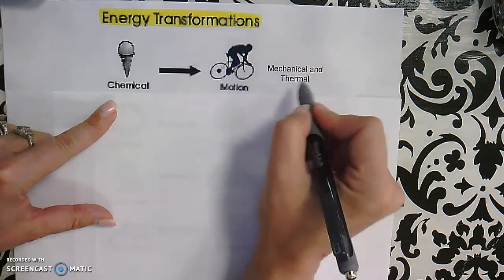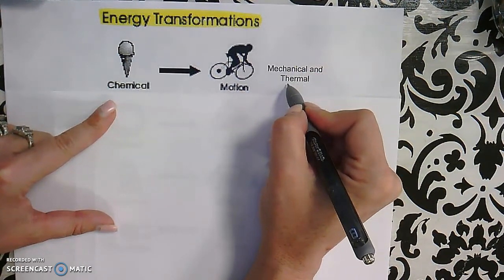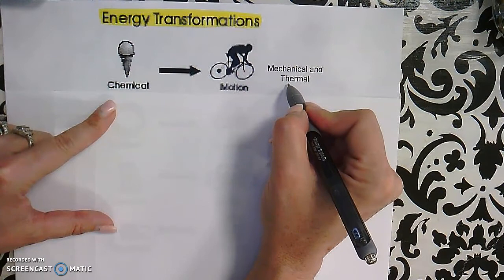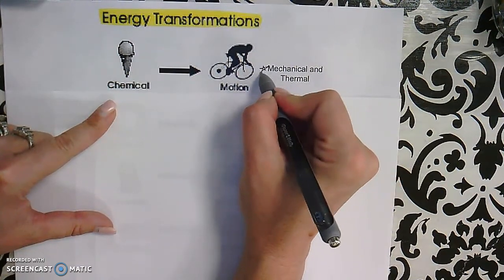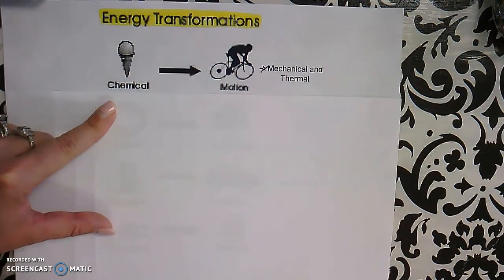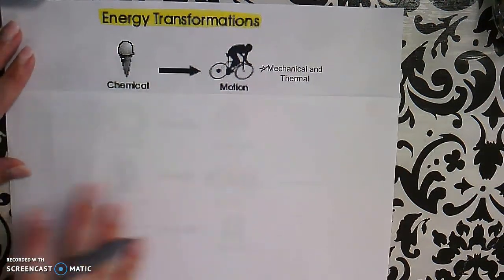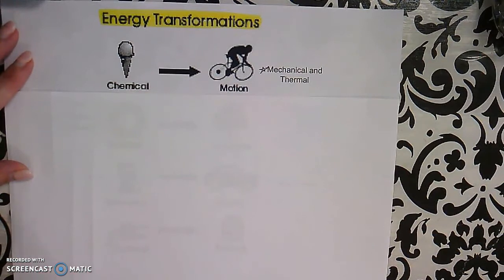And then also note that a side energy that's created is also thermal because the person's going to get hot from riding the bicycle. But the main one is going to be mechanical energy. A lot of times these are not just one perfect energy transfer. There's going to be side energies that are made as well.